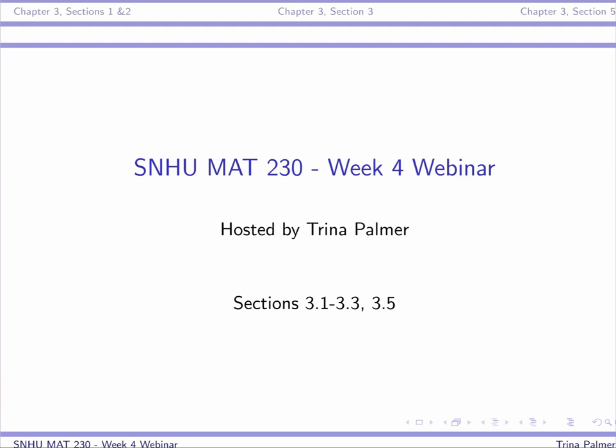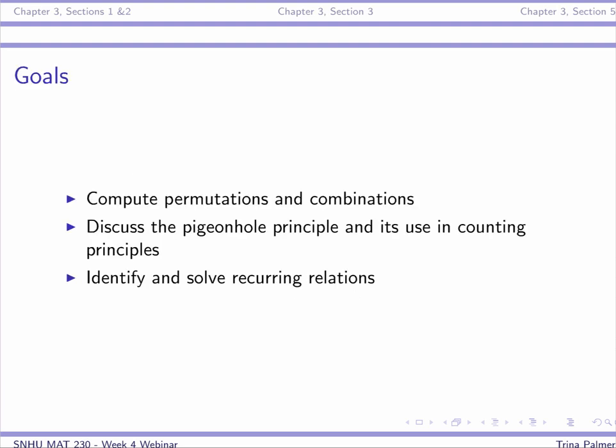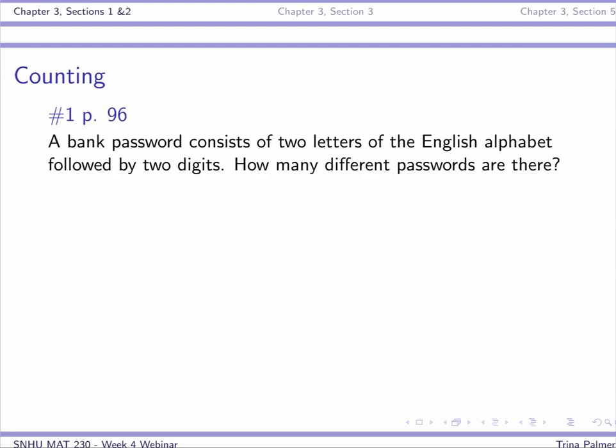So this week is really about combinations and permutations using the pigeonhole principle, and then how to solve recurrence relations. So that's the topics we'll hit.